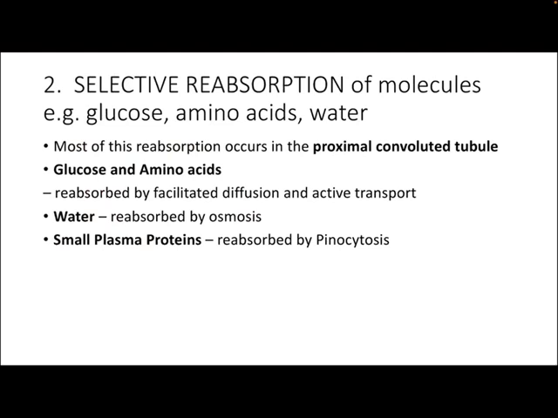Once ultrafiltration has occurred, there is selective reabsorption of some of the molecules. The main molecules that are selectively reabsorbed are glucose, amino acids, water, and ions as well. Most of this reabsorption occurs in the proximal convoluted tubule, or the PCT. The glucose and amino acids are reabsorbed by facilitated diffusion and active transport. Those cells will contain lots of mitochondria for active transport. Water is reabsorbed by osmosis, and small plasma proteins are reabsorbed by pinocytosis.